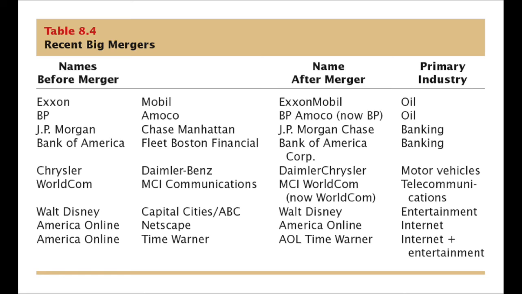This table lists some of the recent mergers of large companies. The merger of the first 8 pairs of companies were driven by economies of scale. The merger of America Online and Time Warner may be due to economies of scope.